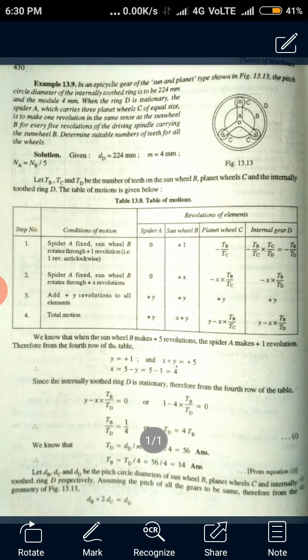Substitute in equation 1 and you will get the number of teeth of gear B. So TB equal to TD by 4, and 56 by 4 is 14. So the number of teeth on B we also get.